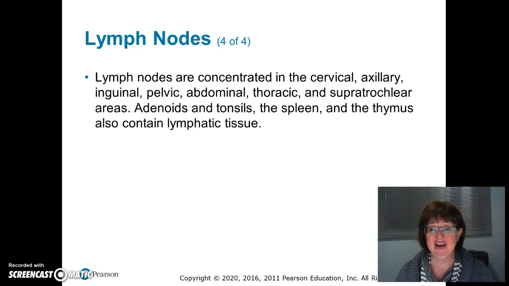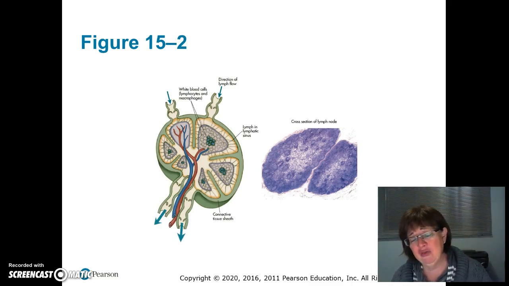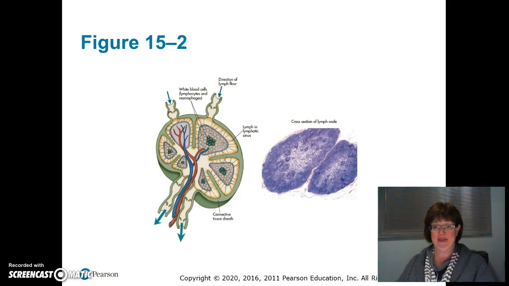The lymph nodes are concentrated in your cervical or neck, your armpit, your inguinal, your pelvic, and your abdominal areas. Your tonsils and your adenoids, your spleen and your thymus are also lymphatic tissue. I want you to be aware of what a lymph node looks like. I won't quiz you on it, but realize there's a capsule around it. There are many vessels coming in and usually only one going out, and there's a very good blood supply to it.